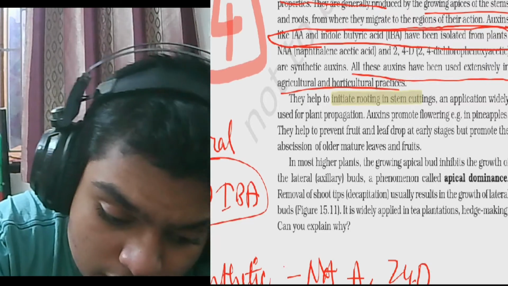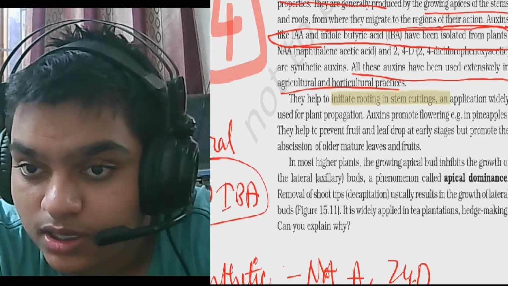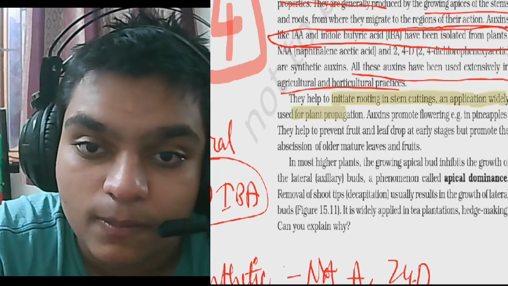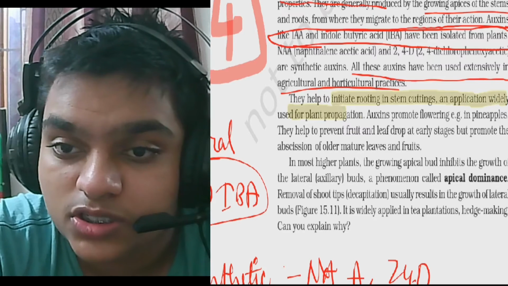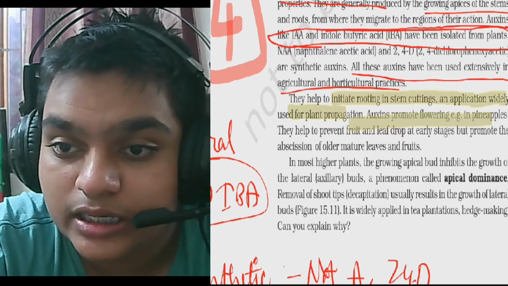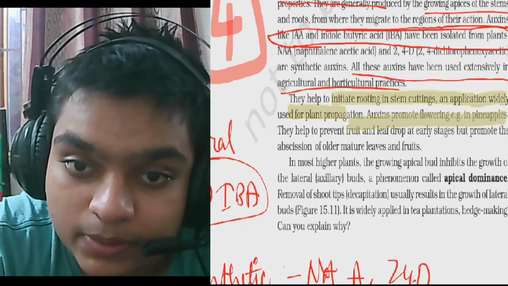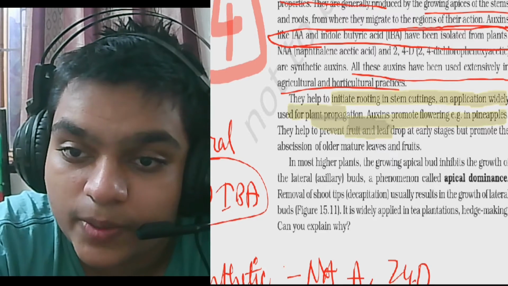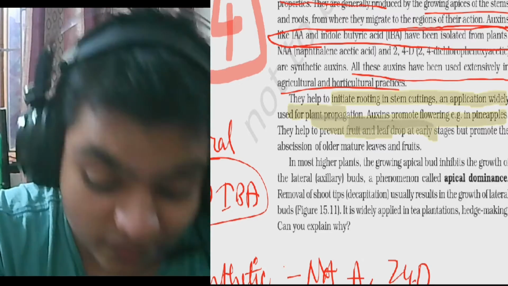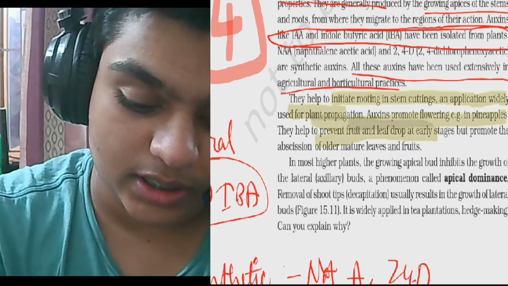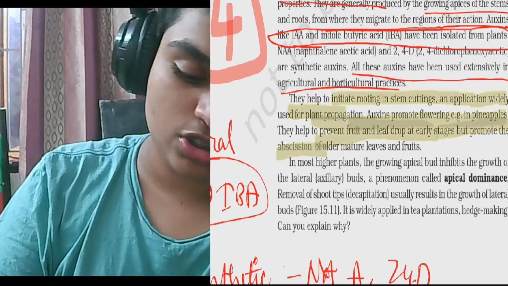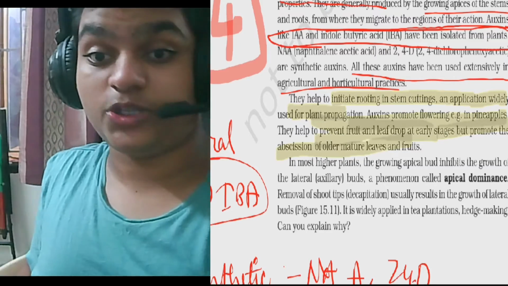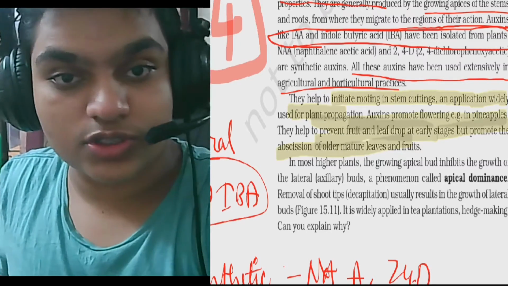They initiate rooting in stem cuttings, an application widely used in plant propagation. Auxins promote flowering, that is in pineapples. They prevent fruit and leaf drop at early stages, but promote abscission of older mature leaves and fruits.